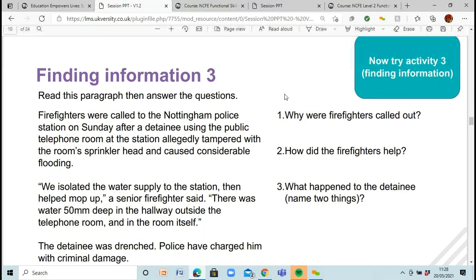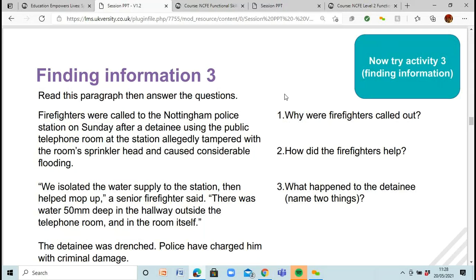And then one more, finding information, part 3. The questions for this one, I think this helped a little bit more, were: why were firefighters called out? Question 2 is, how did the firefighters help? And question 3, what happened to the detainee? Name 2 things. Now, the detainee is the person who gets caught. That is what a detainee is. So, firefighters were called to the Nottingham police station on Sunday after a detainee using the public telephone room at the station allegedly tampered with the room's sprinkler head and caused considerable flooding.